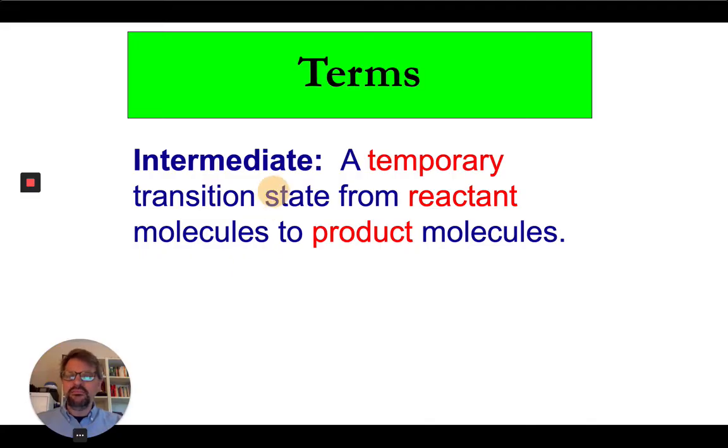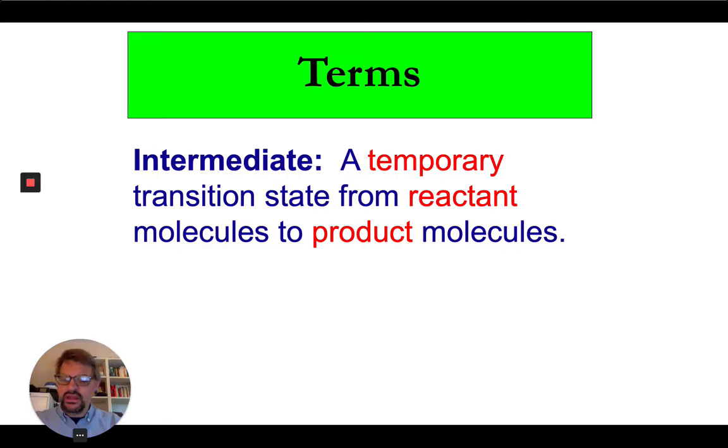Now, an intermediate is kind of a technical thing. It's a temporary molecule or thing that forms. It's a transition state when a reaction goes from the reactant molecules to the product molecules, okay? So when chemicals are reacting, there's a very temporary state where all the atoms are kind of mushed together into this very temporary thing, and we call that an intermediate. It doesn't last for very long, a fraction of a second sort of thing here, okay?